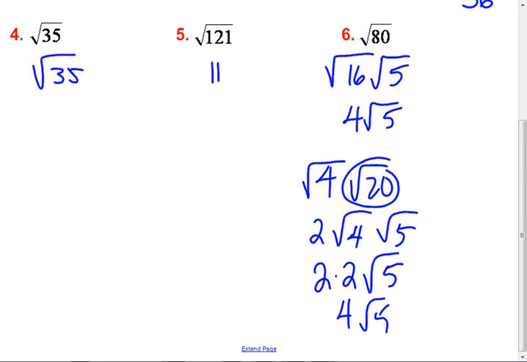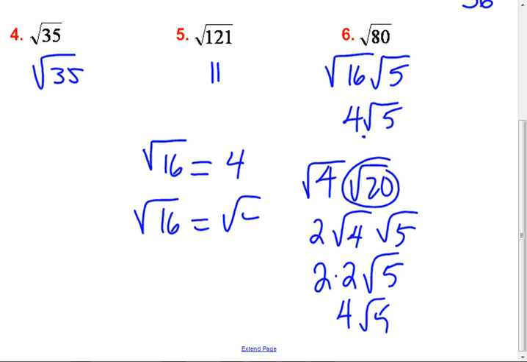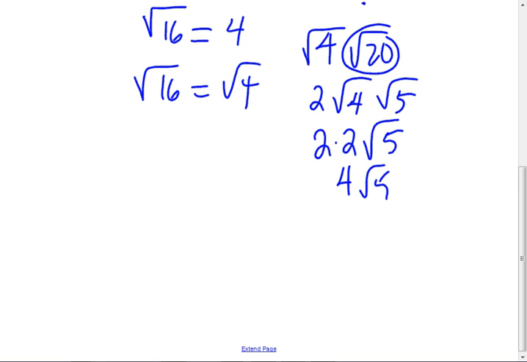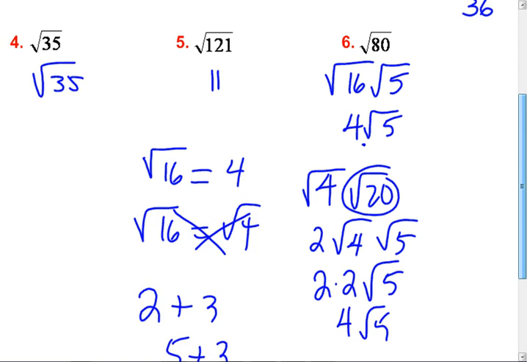Yeah. 16 times 5. Oh, you don't keep going. You already know. What is the square root of 16? It's equal to 4. Is the square root of 16 equal to the square root of 4? No. That would be 2. When you want to do that, it's like saying 2 plus 3 is 5 plus 3 is 8. No, you don't keep going. You've used up that symbol.